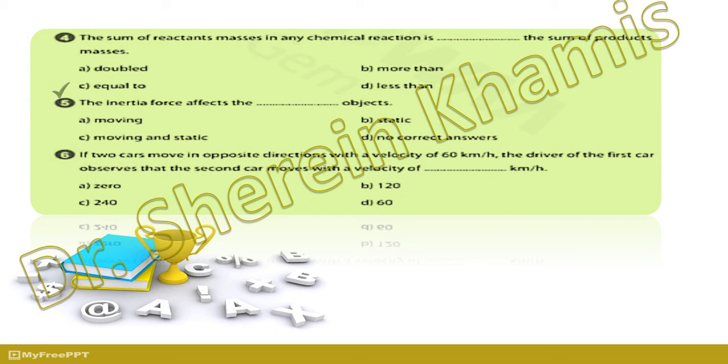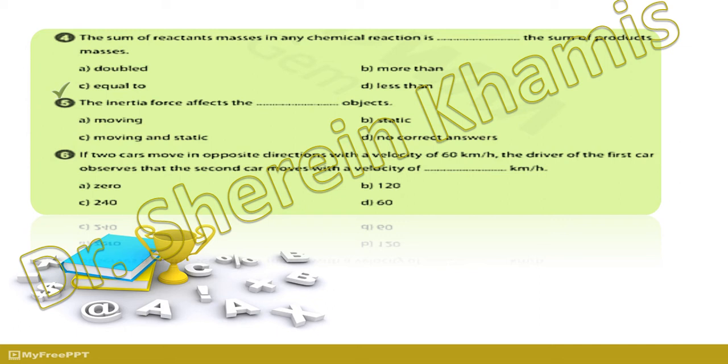Okay, let's go into question 5. Inertia force affects what object? We have the options: moving, static, moving and static, no correct answer. Okay, inertia force affects what?